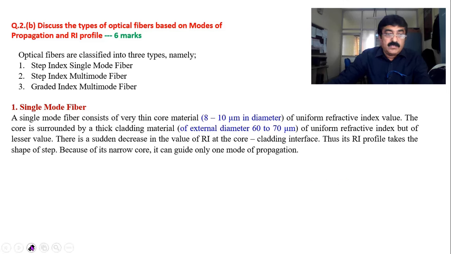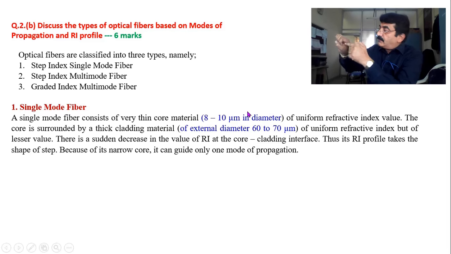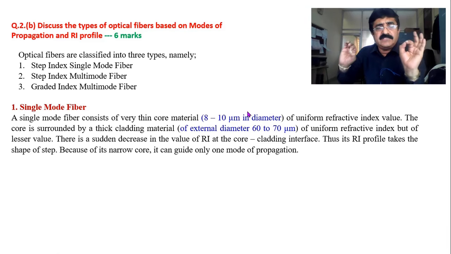Okay, so now you have to talk about the dimensions. Dimensions of the core is very small, whereas clad is very high, 60 to 70 micrometer. Even refractive index also, here also it is constant, but it is less than core. It must be. Clad refractive index must be less than core refractive index. And because the size is very small, a very narrow gap, it can support only one signal at a time, or very less number of signals.